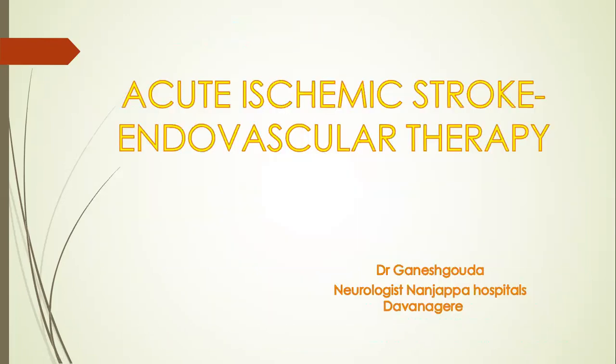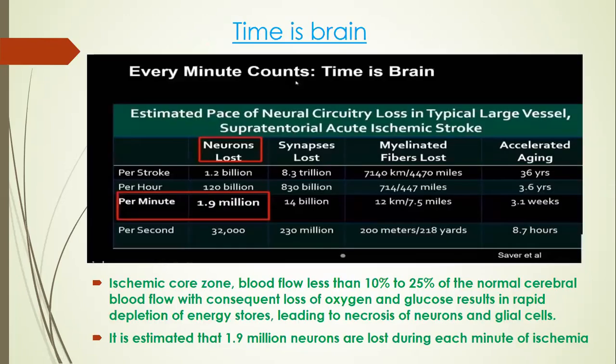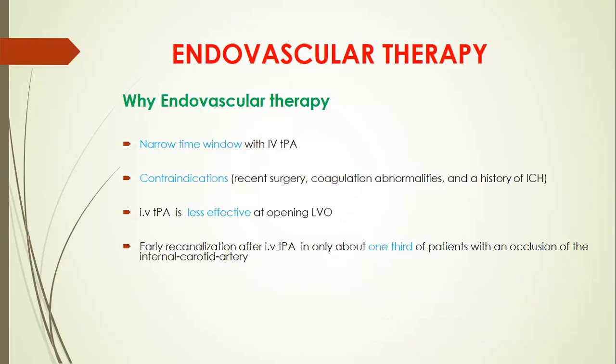What is the need of endovascular therapy? As all of you know, with tissue thrombolysis there is a narrow window. Only if a patient comes within 4.5 hours can we do thrombolysis. Beyond that, we cannot do thrombolysis. And in some patients, like recent surgeries, coagulation abnormalities, past history of any intracranial hemorrhage, in those patients also we cannot do thrombolysis. And in case of large vessel occlusion, thrombolysis will not be effective. So in that case also, mechanical thrombectomy or endovascular therapy plays an important role.